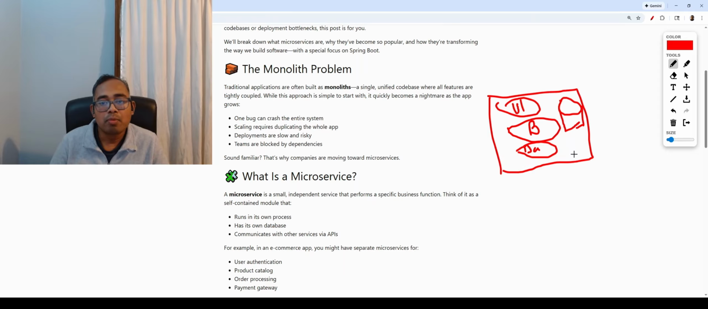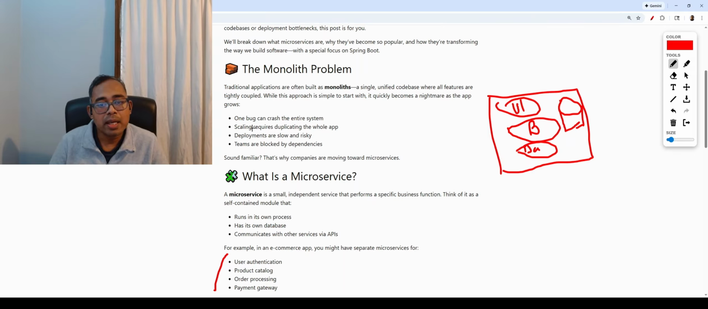So what are the drawbacks of monolith applications? One bug can crash the entire system, since all of them are on the same system or the same machine. If there is a bug in the product system, it can actually bring down all your applications, like order processing and user authentication.